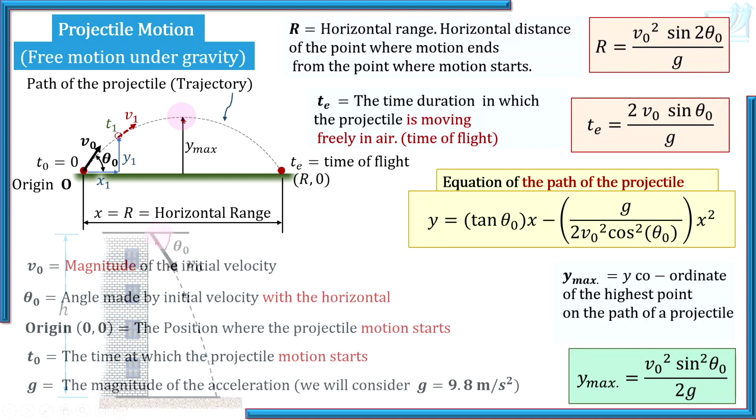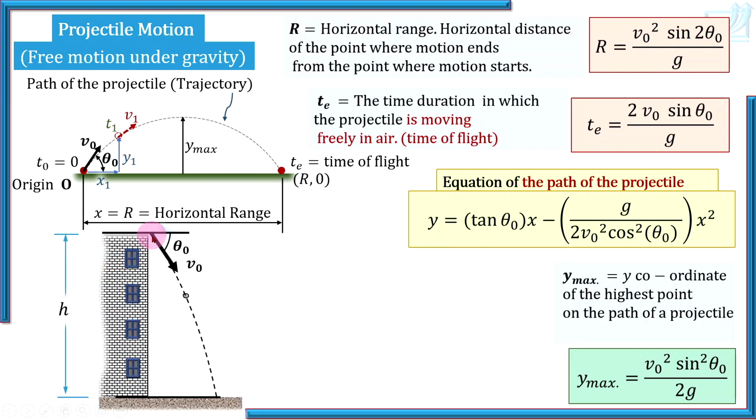Remember this. When ball is thrown downwards at an angle theta 0 with horizontal, in this situation r, that is range, time of flight and y max formula are out of question. But still particle moves along a projectile path and this formula you can use. So this is very important formula while solving problems on projectile motion.